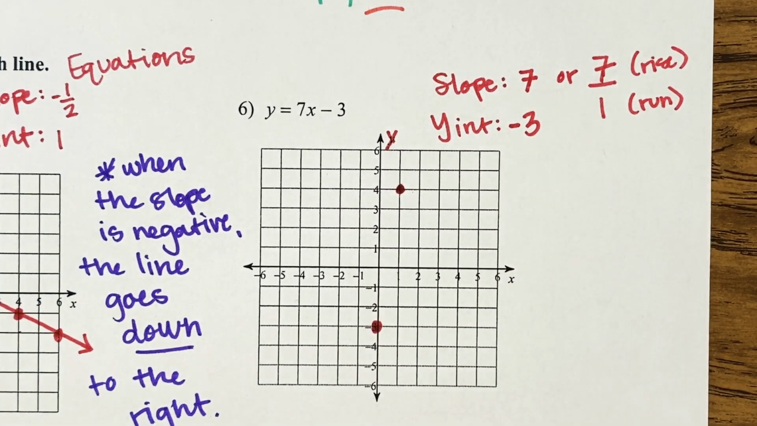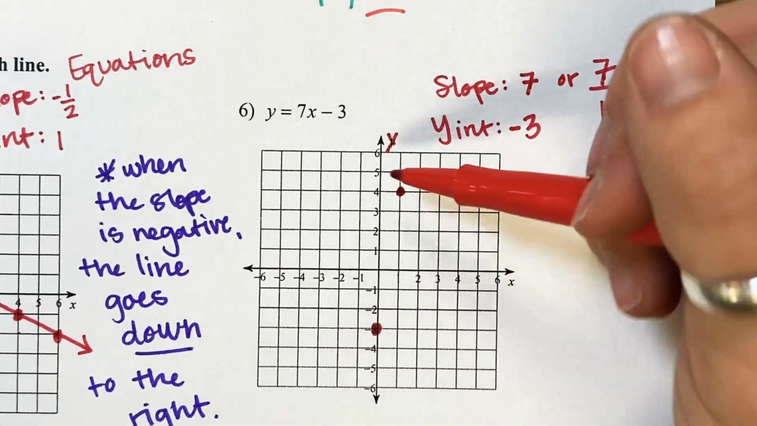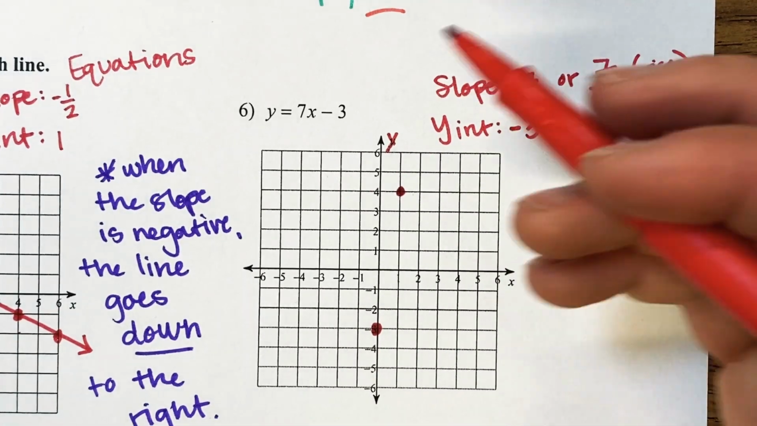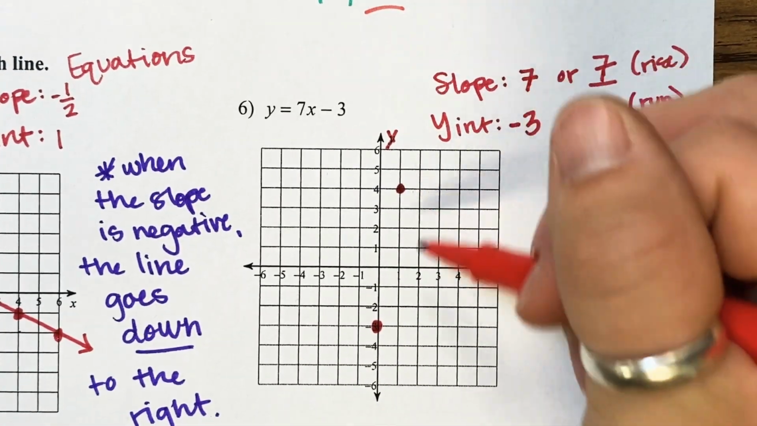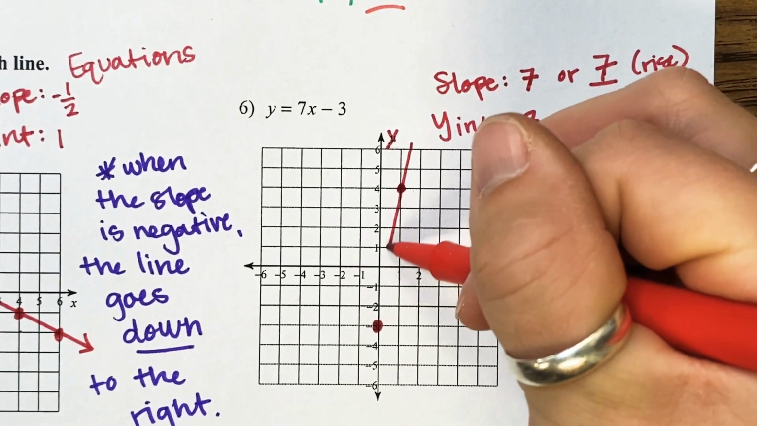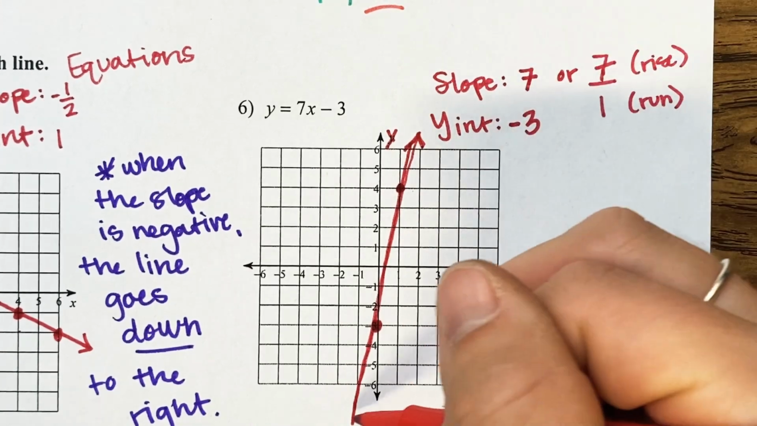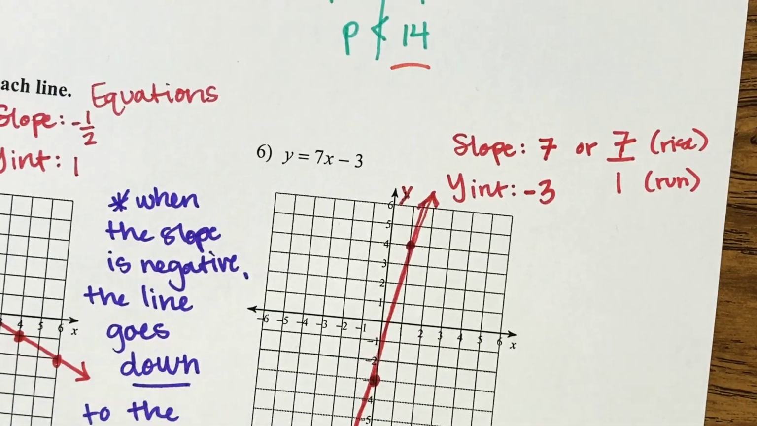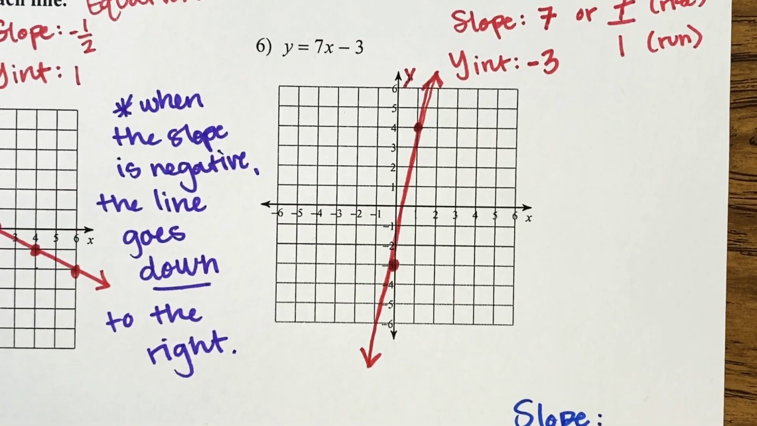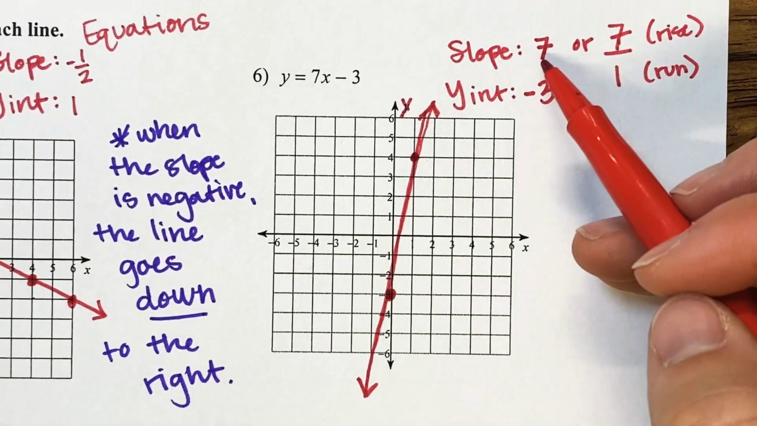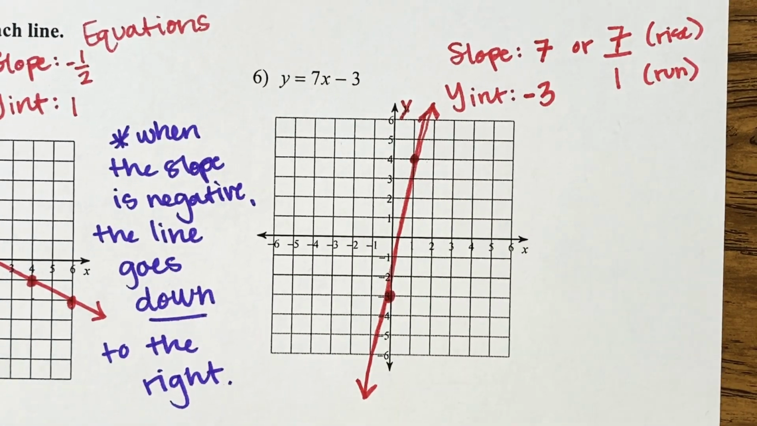If we were to go backwards, we'd go off the graph. If we were to go up 7, we'd also go off the graph. So 2 points here is totally fine. Go ahead and connect these points with as straight a line as you can. Put arrows on the ends. And there we go.